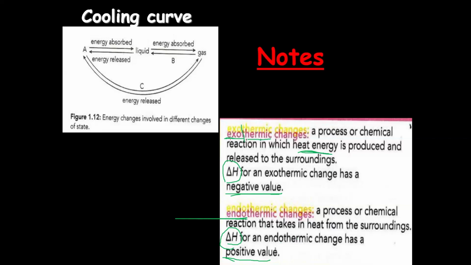To wrap up what we have today, in short, the idea of today is the heating curve and the cooling curve. The heating curve is the plot which represents the change of the state of the matter by raising the temperature. The cooling curve is a plot that represents the change in the matter by cooling it down, by lowering the temperature.